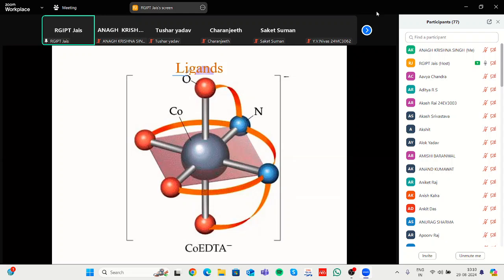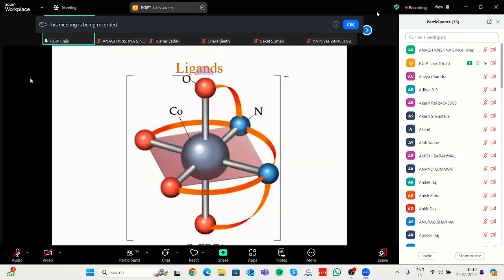The first valency corresponds to the oxidation number of the complex, and the second corresponds to the coordination number of the complex. The primary valency corresponds to the oxidation state of the complex. And these types of valency, these are ionizable.